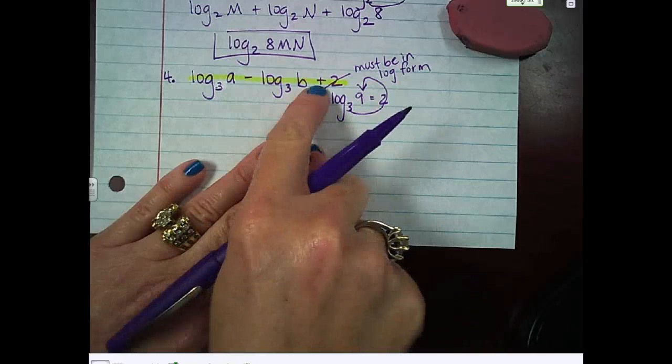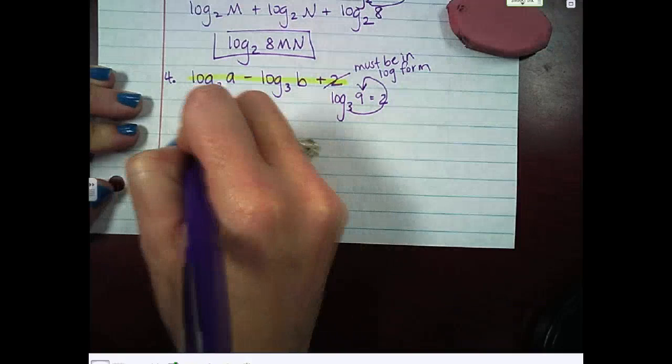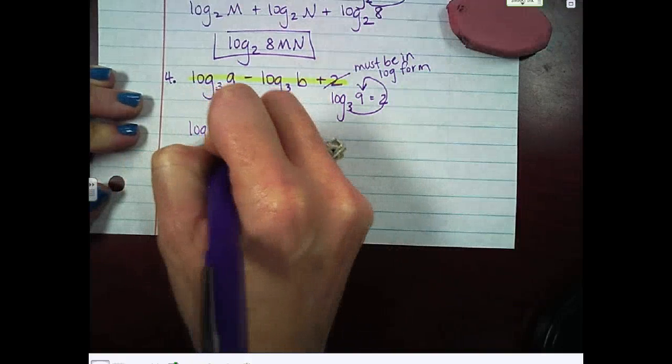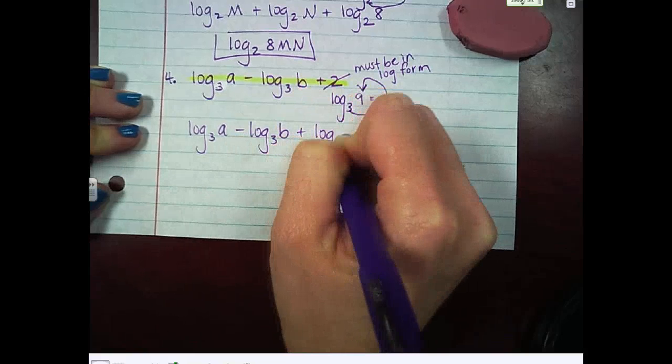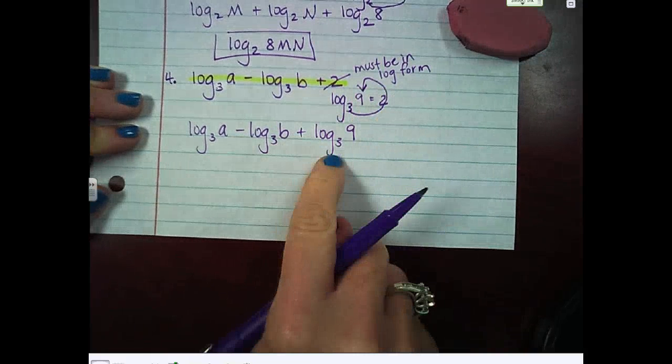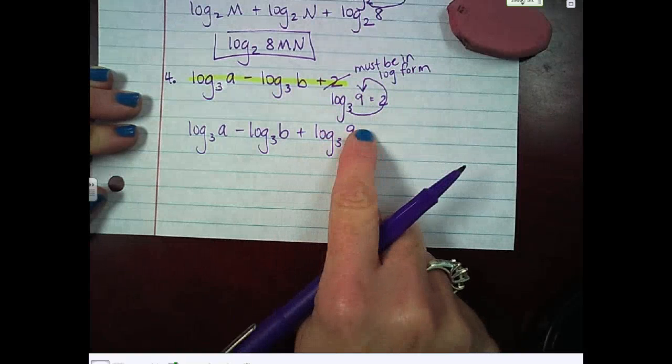Yeah, there's a plus there. Now, what I have, and if you rewrite this, that's up to you, is log base 3 of a minus log base 3 of b plus log base 3 of 9, because this has the same value as 2, right? Log base 3 of 9 is a value of 2.